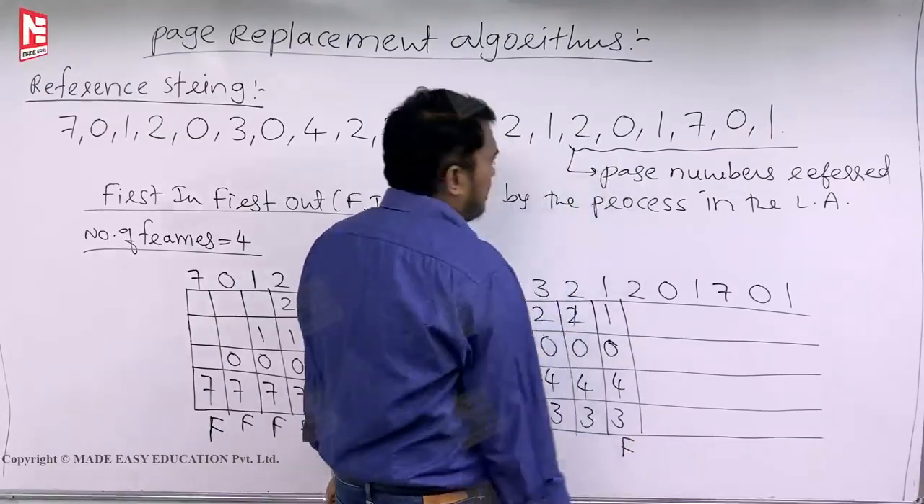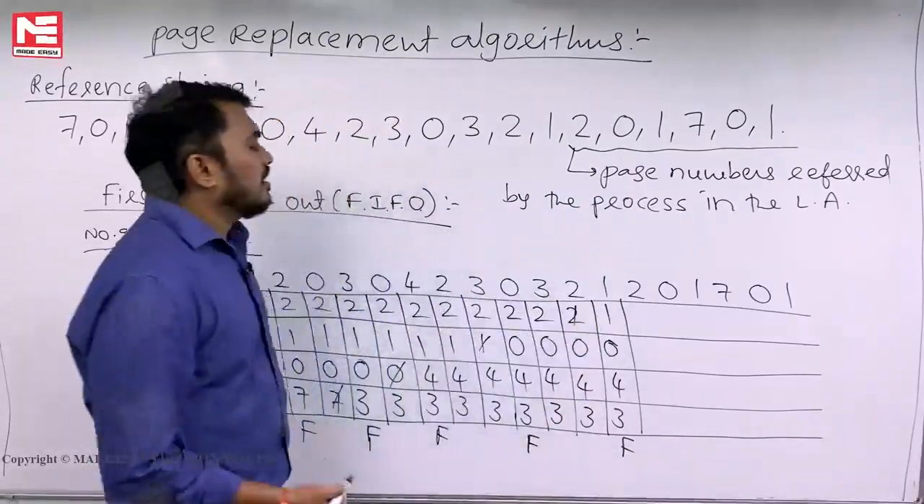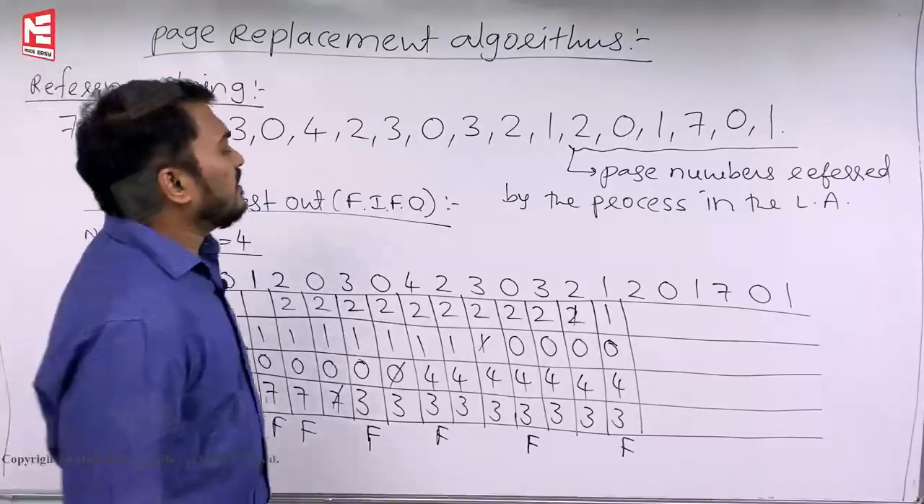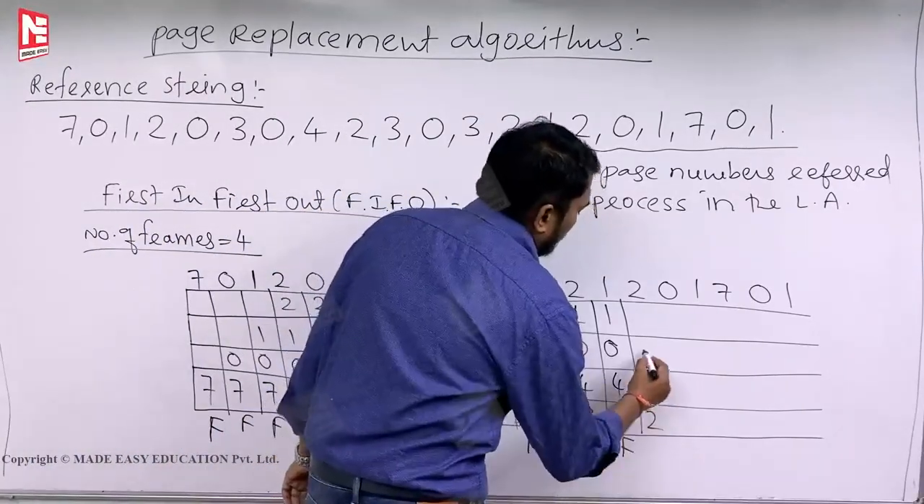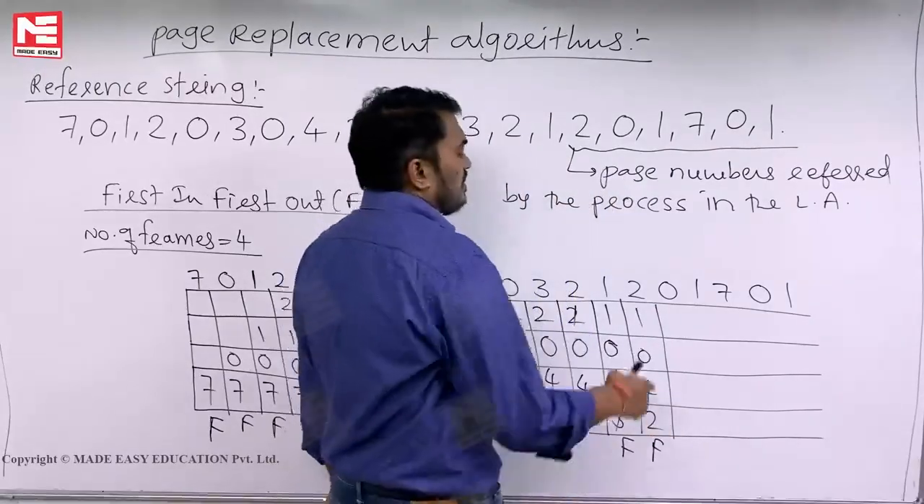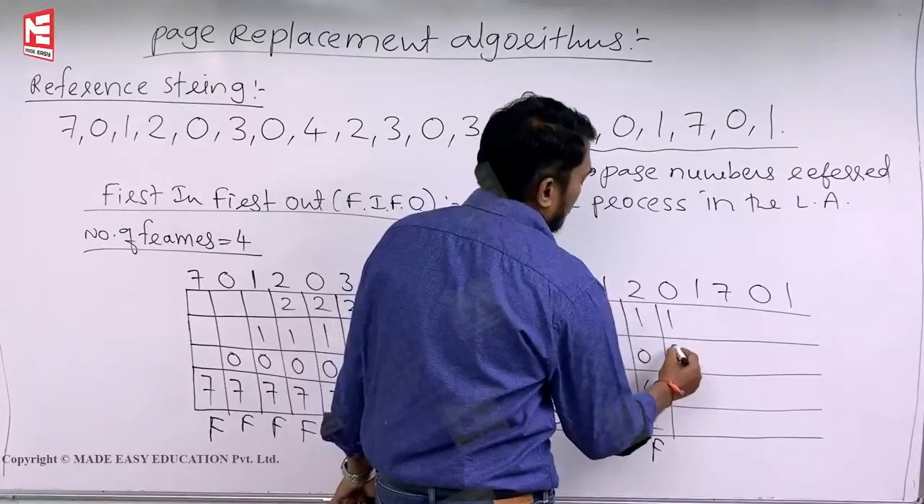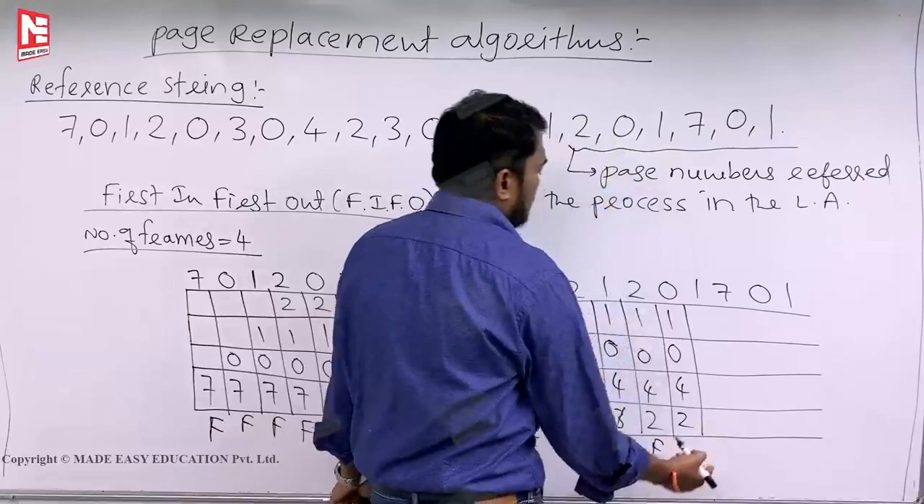So it is a page fault, so what do we do? Write F. And next is what here? 2. Is 2 available? No, 2 is not available. Now tell me, which one do we replace next? 3. So replace 3 with the 2 and copy the remaining as it is, and that is a page fault. And next is a 0. Is 0 available? Yes, 0 is available. So no problem. That is a page hit.